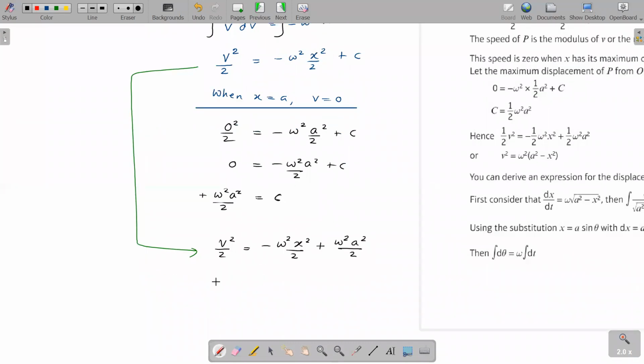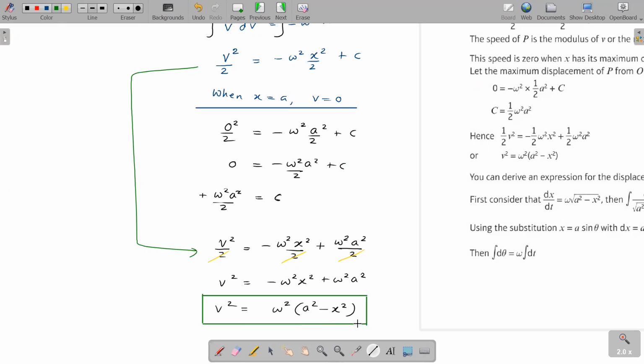And now I think you can see that the half is common to all the terms here, right? Shall I remove it? We can remove half from the whole equation because half is common to every single term. So I end up getting v square equals minus omega square x square plus omega square a square. So we can take omega square out. Omega square, minus x square plus a square, or I could rewrite this as a square minus x square. Can you guys see? So this is one of our main equations. v square equals omega square times a square minus x square.